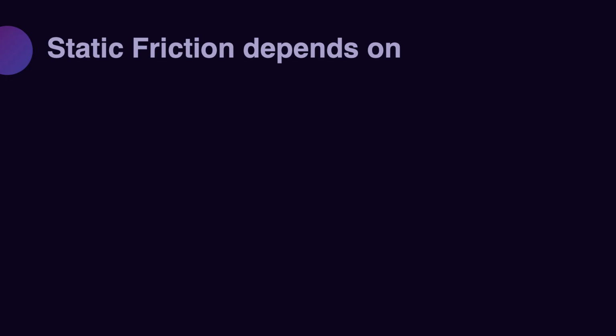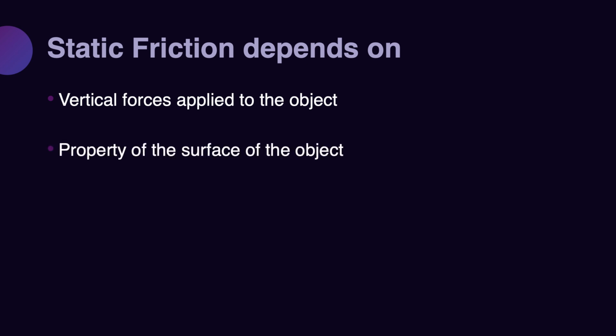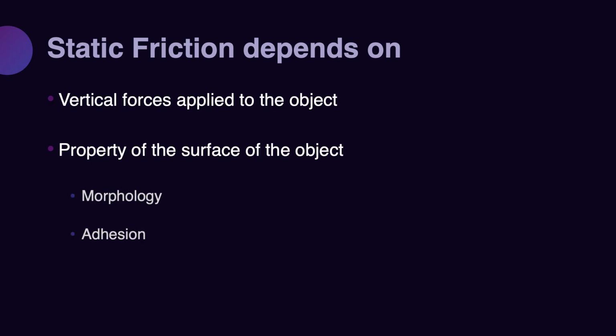One is the perpendicular forces applied to the surface between the two objects, and second, the surface property of those two objects. The surface property by itself depends on the morphology of the surface, which we are going to discuss, and also adhesion that may appear between the two surfaces sometimes. Let's look at each one of these two factors separately. Let's start with the perpendicular forces to the interface between those two objects.